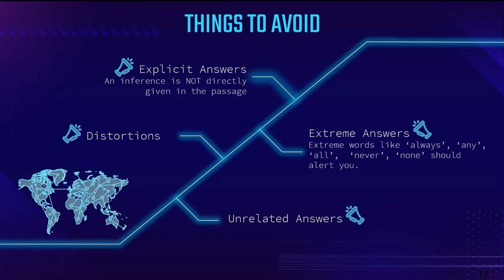Third, distortions. The information in a passage can be distorted to make an answer wrong. Such choices twist the connection of ideas or misattribute an idea. Fourth, unrelated answers. Look out for ideas not addressed by the passage as they make the answer wrong. Let's discuss some more questions to understand the concept better.